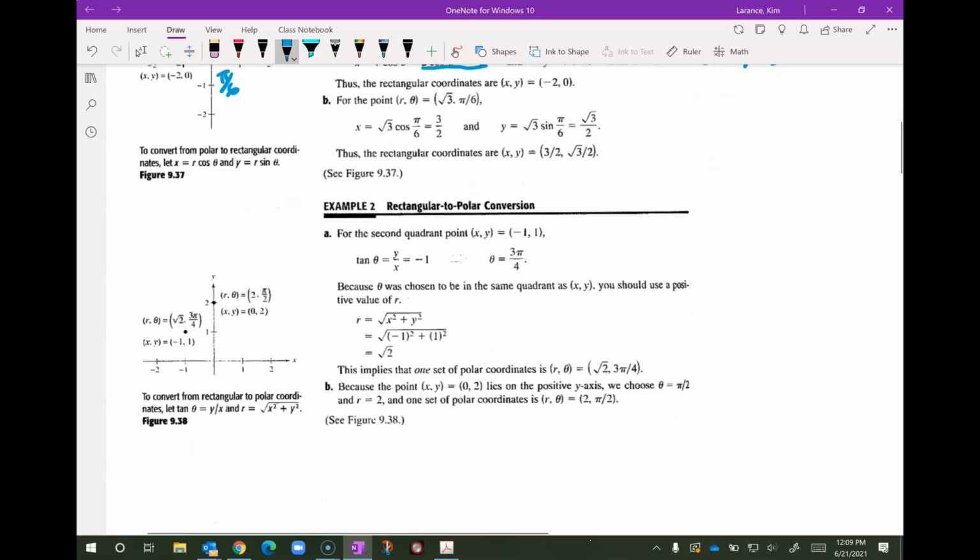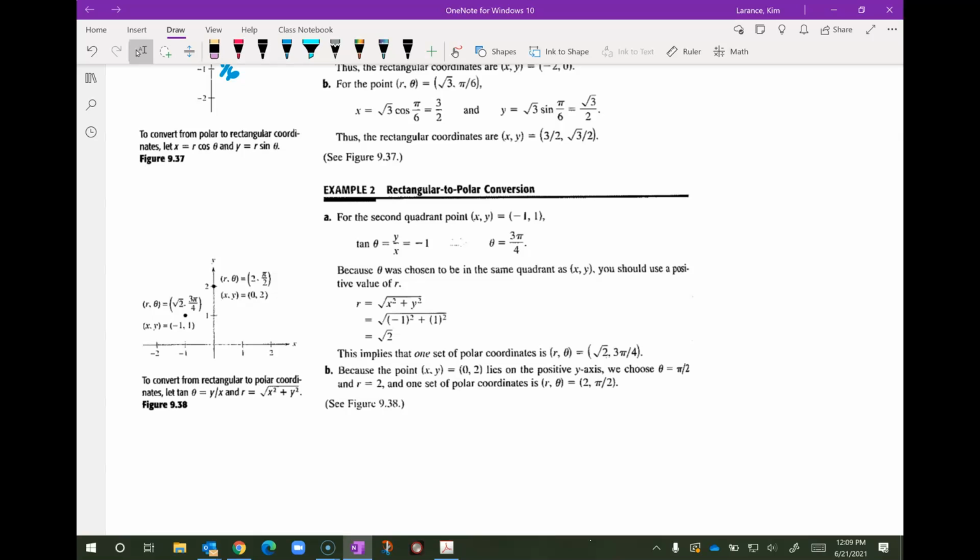Going the other direction, if you have the point (-1, 1). So here we are, x, y, (-1, 1). What is this distance and what is this angle? So we need to find out, first of all, that the tangent of theta is y over x, so that gives us -1. And then we can look at that. Where is tangent 1? That's at pi/4, but in the second quadrant, that would be 3pi/4.